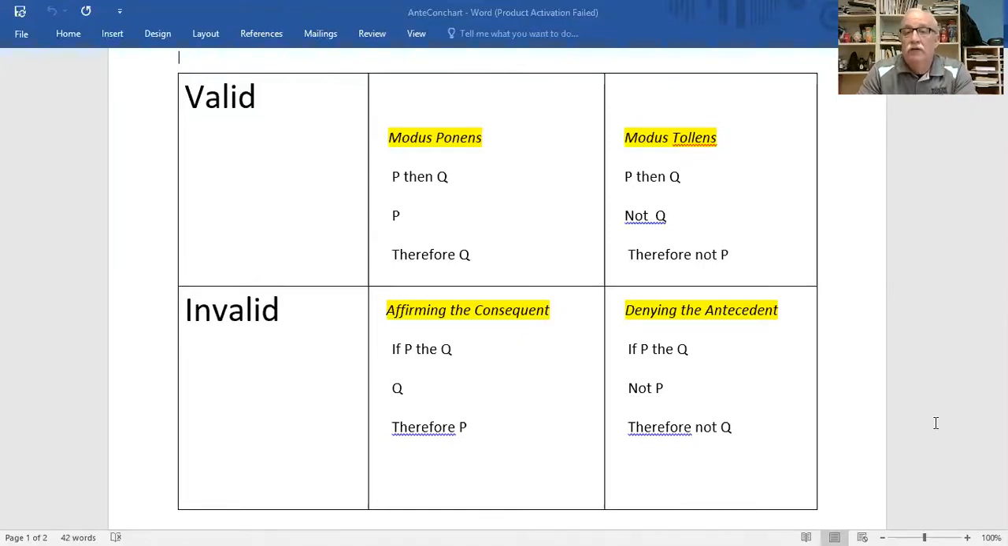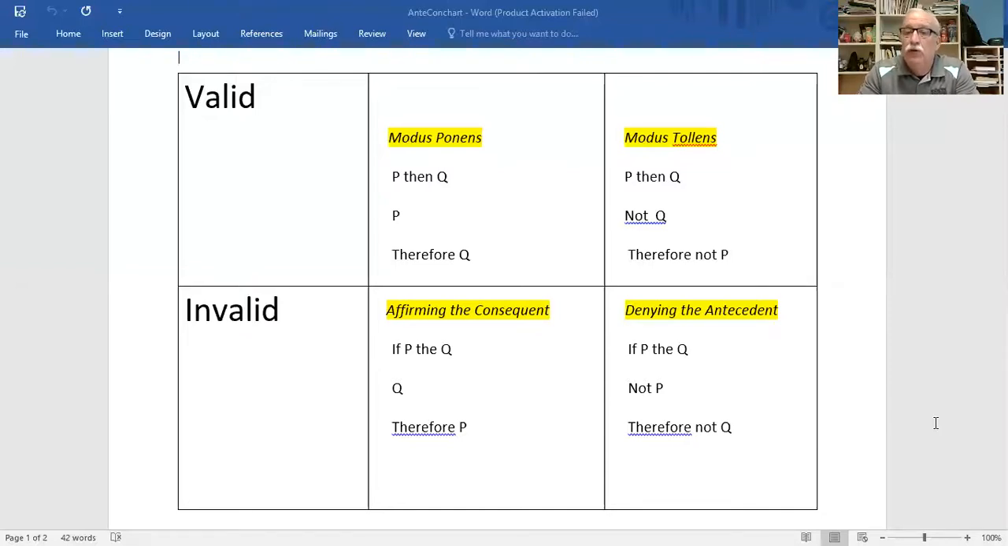Another valid way to look at this is what we call modus tollens. In other words, if we deny the consequence, that may be a valid statement. So if I study, then I will get good grades. But I don't get good grades. I'm sorry, I said that wrong. I deny the consequence, not the antecedent. Therefore, that means I didn't study. Again, that's a valid statement.